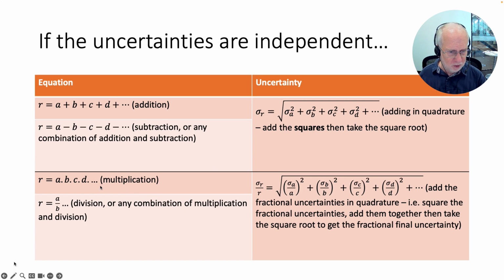It's a bit similar for multiplication and division. Once again, you're adding in quadrature, but now you're adding the fractional uncertainties in quadrature. So what you do is you divide each uncertainty by the value, so sigma A over A, sigma B over B, sigma C over C. Take all these ratios, square them, add them up, take the square root, and that gives you the fractional uncertainty in your answer.